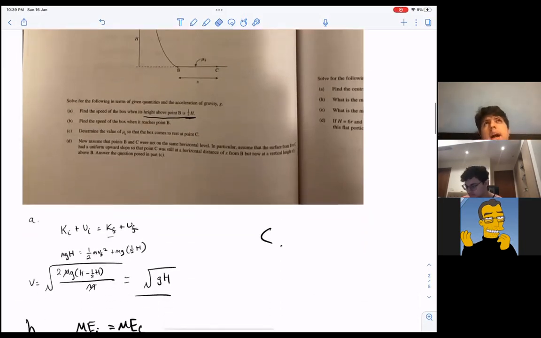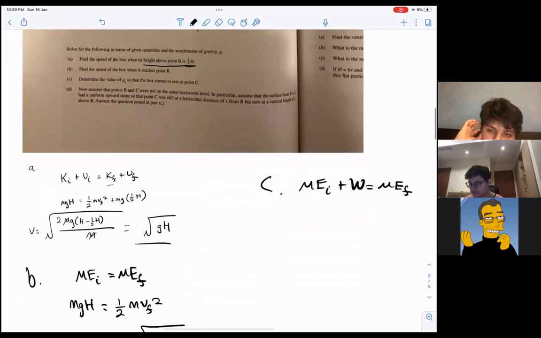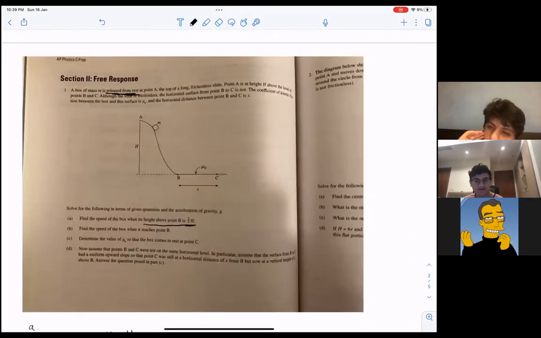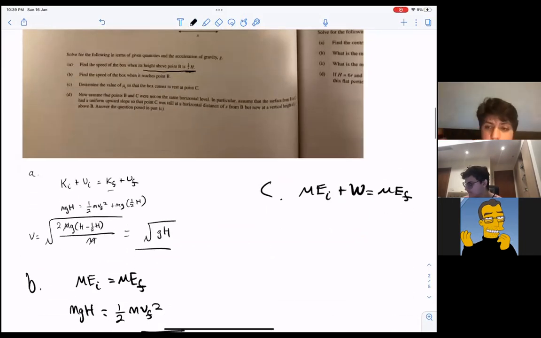So I think we could use conservation of energy again, but use a different version of the equation: E initial plus work equals E final. Because in this instance there's work, but in the other two there's no friction or air resistance or anything, so there's no work being done on the block. And so where would you go from here?